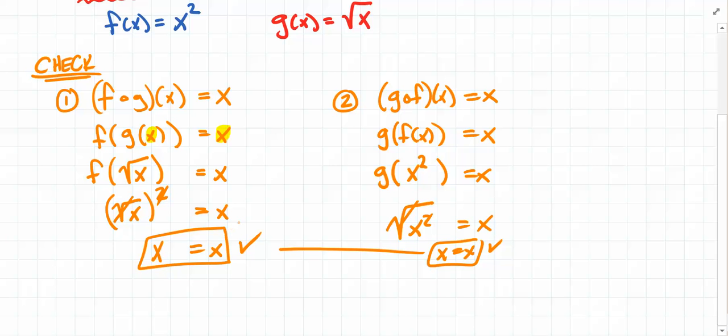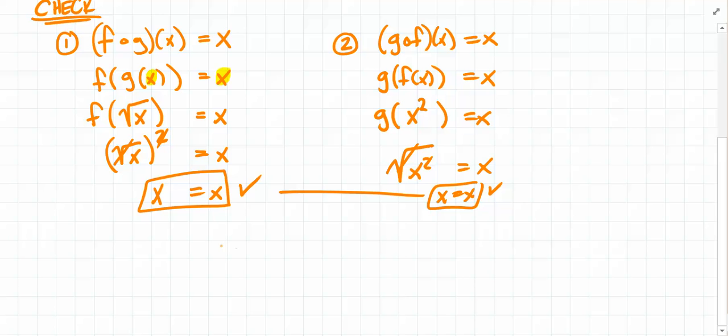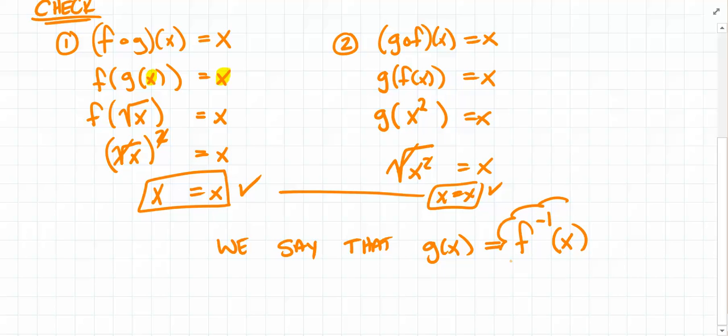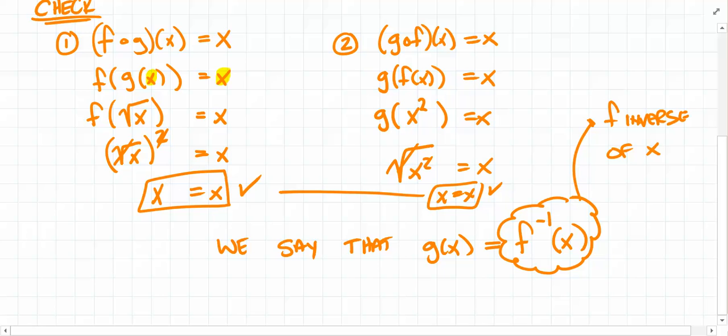So if this is the case, then we say the following. We say that g of x is equal to f inverse of x. So there's some new notation right here. Can you say f of x equal to g inverse of x? Yeah, the reverse of it? Yeah, you can. But most of the time we keep it in f, right? So this is read f inverse of x. That's how we read that in English. F inverse of x. Okay?